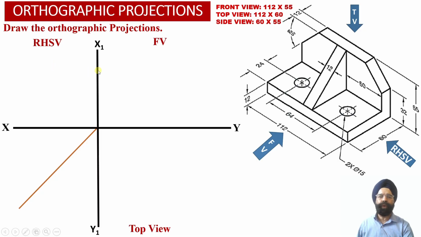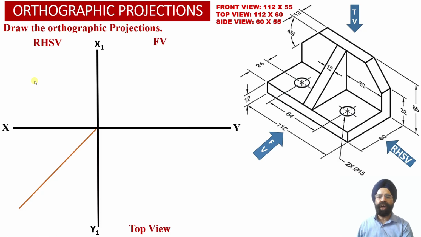Since we are going to obtain the orthographic projections of the solid by the first angle projection method, the front view projections of the solid will be obtained above the XY reference line. The top view projections will be obtained below the XY reference line, and the right hand side view projections will be obtained on the left hand side of the front view orthographic projections.